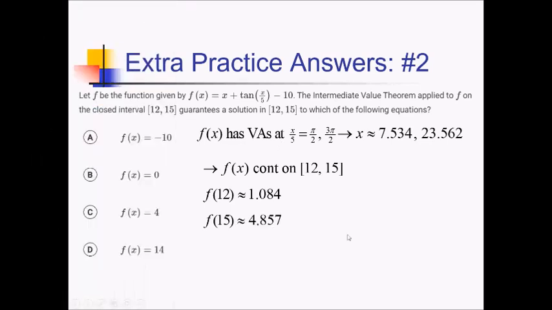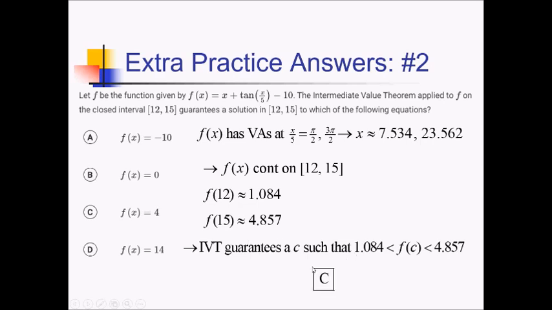All right, so the IVT guarantees that there is some c value between 12 and 15 such that f of c is between 1.084 and 4.857. So which y value out of these answer choices is supported by the IVT? Well, negative 10 isn't quite there. 0 also is outside this interval. 4, however, is between these two numbers. 14 is not, so 4 is the only one that works.